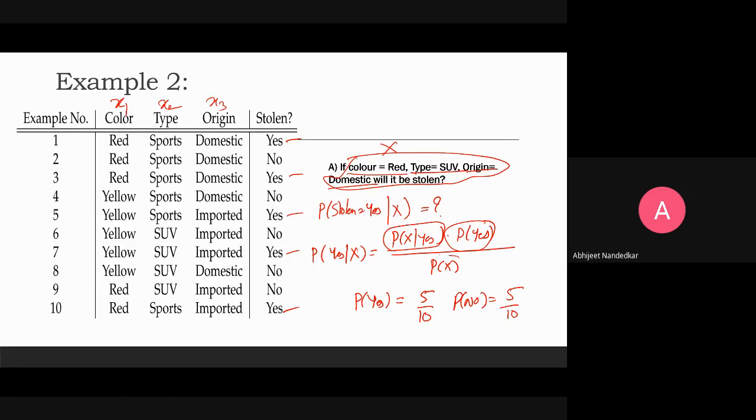Note that the denominator calculation is not required to take a decision. Okay, so I can ignore that calculation to take the decision, because that is common for probability of yes given X and probability of no given X. So I need not calculate that.